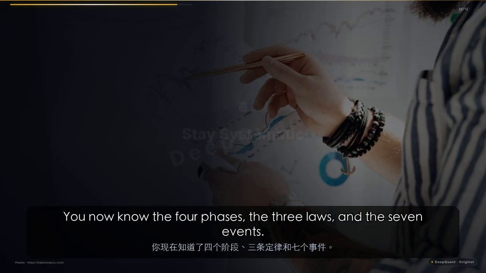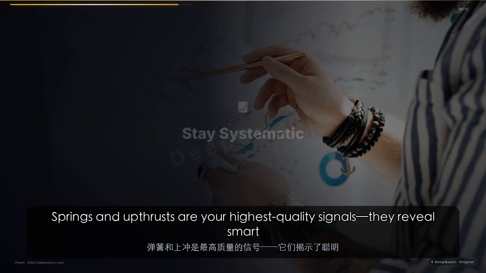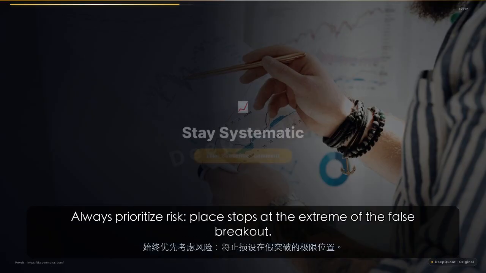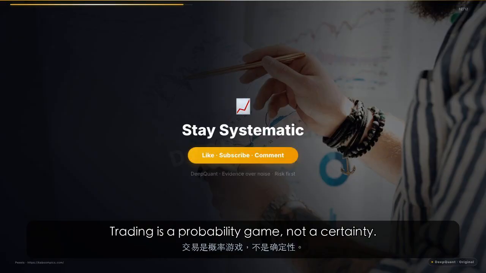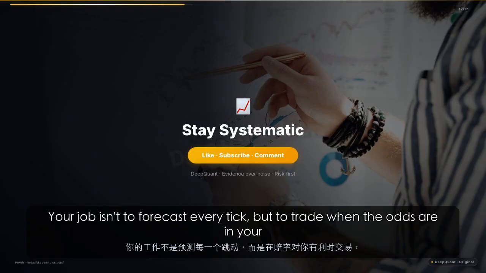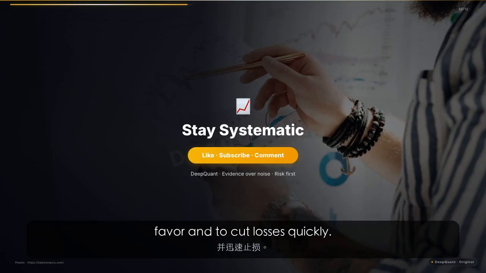You now know the 4 phases, the 3 laws, and the 7 events. Springs and upthrusts are your highest quality signals, they reveal smart money's true direction. Always prioritize risk, place stops at the extreme of the false breakout. This method requires practice, you won't master it overnight. Trading is a probability game, not a certainty. Your job isn't to forecast every tick, but to trade when the odds are in your favor and to cut losses quickly. Remember, risk first, then reward.